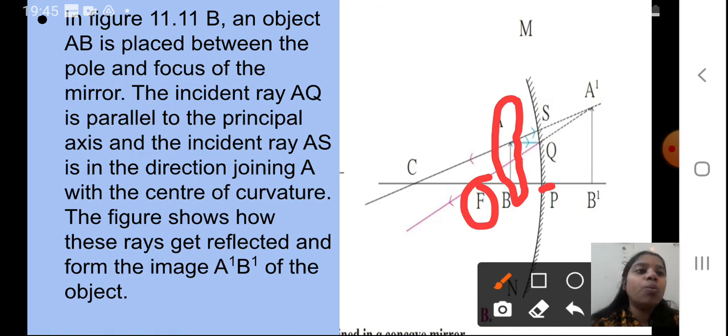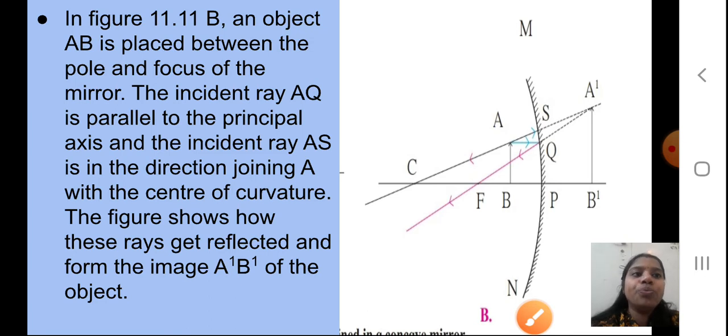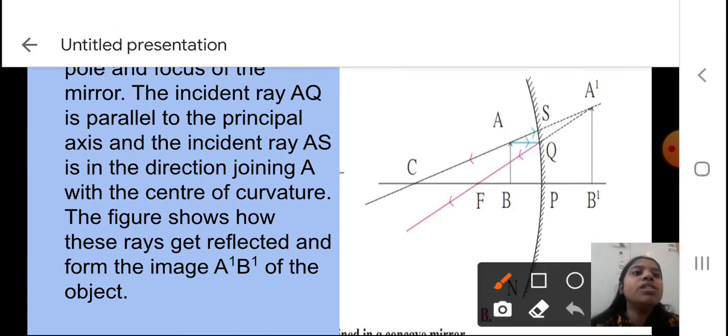Now what will happen, students? We will see the incident ray AQ. You can see the blue color AQ is parallel to the principal axis. And the incident ray AS, that also we can see, is in the direction joining A with the center of curvature. The figure shows how these rays get reflected and form the image A dash, B dash of the object. Can you see now?